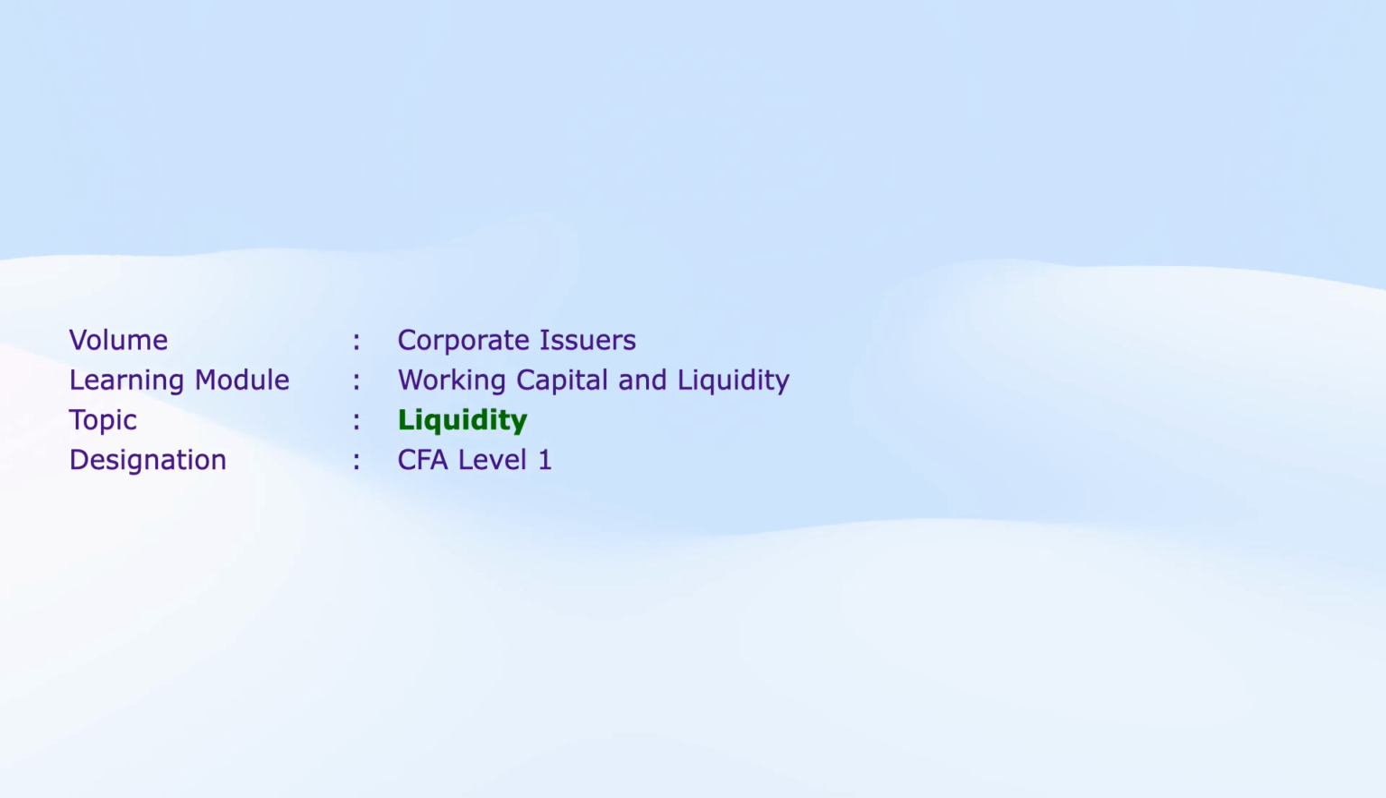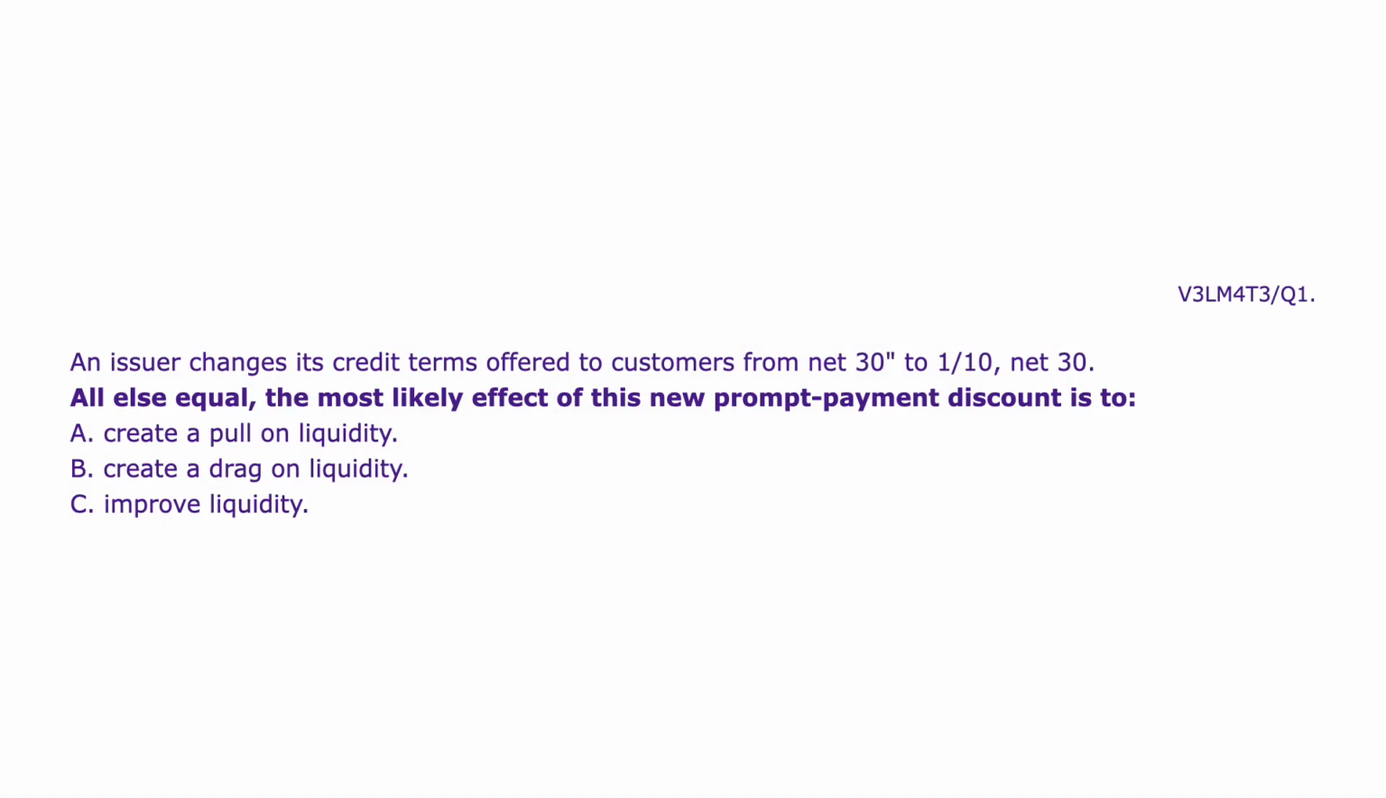Topic: liquidity. An issuer changes its credit terms offered to customers from net 30 to 1/10, net 30. All else equal, the most likely effect of this new prompt payment discount is to A. Create a pull on liquidity. B. Create a drag on liquidity. C. Improve liquidity.